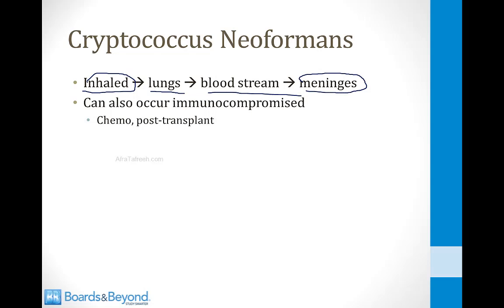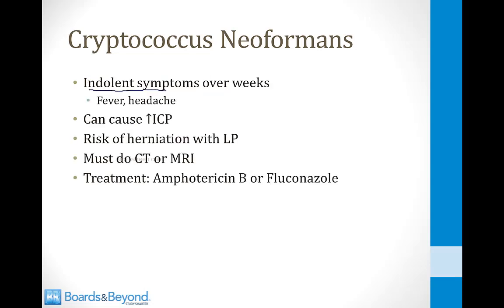It can also occur in patients who don't have HIV but are immunocompromised for some other reason. So patients receiving chemotherapy can get this, and patients who are post-organ transplant and have to take immunosuppressants to prevent rejection are also at risk for cryptococcal meningitis. Patients with cryptococcus have indolent symptoms of meningitis that develop over weeks, and this makes it very different from the abrupt onset of symptoms in patients who have bacterial meningitis. And the symptoms are the typical meningitis symptoms like fever and headache.